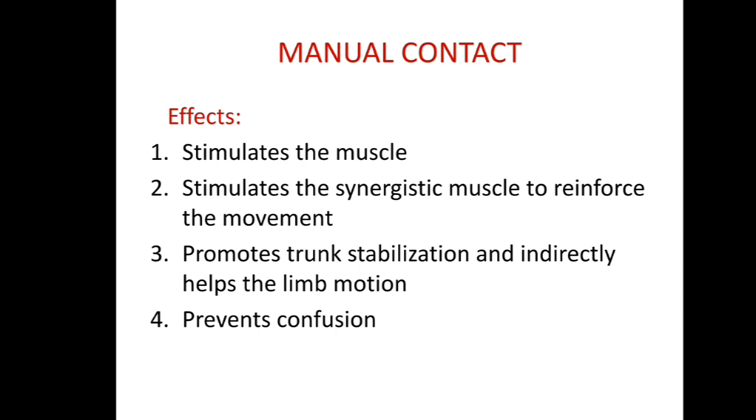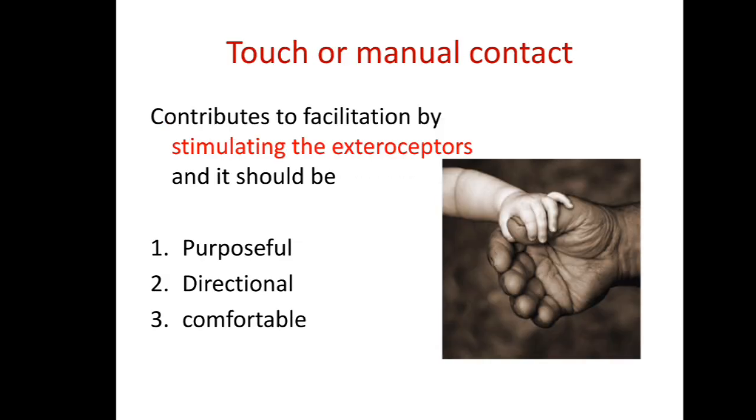Next, manual contact, which stimulates the muscle. It basically uses synergistic muscles to reinforce movement, also promotes trunk stabilization and indirectly helps in motion. Also it prevents confusion. Touch or manual contact contributes to facilitation by stimulating the exteroceptors, and it should be purposeful, directional and comfortable.